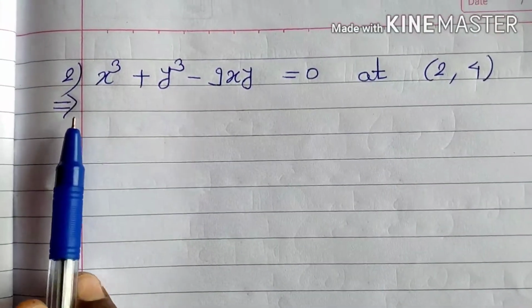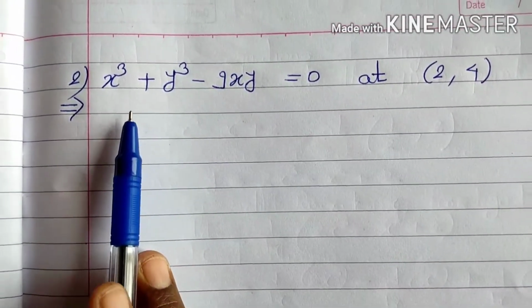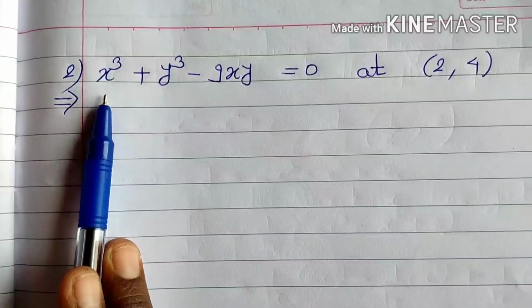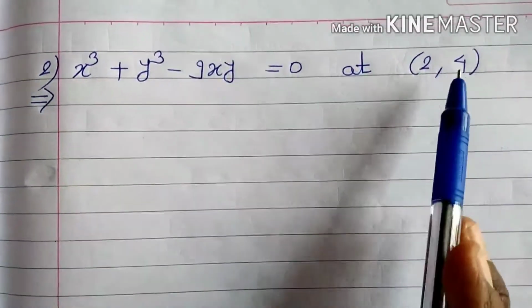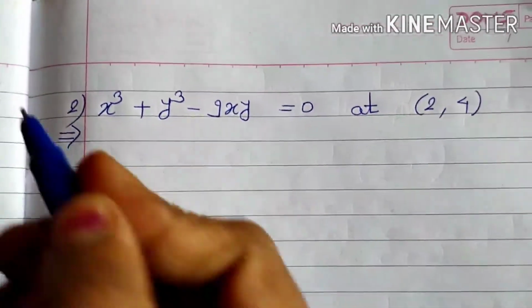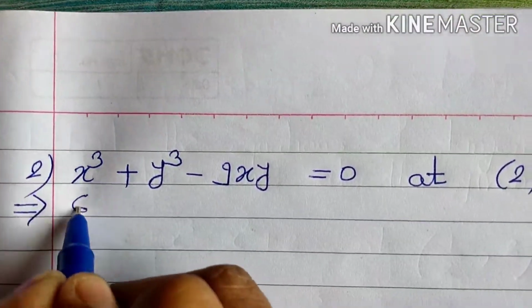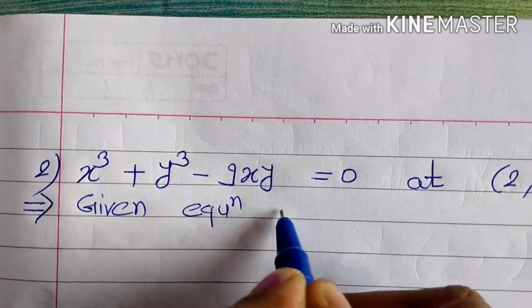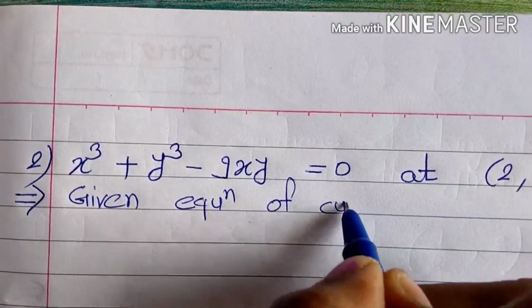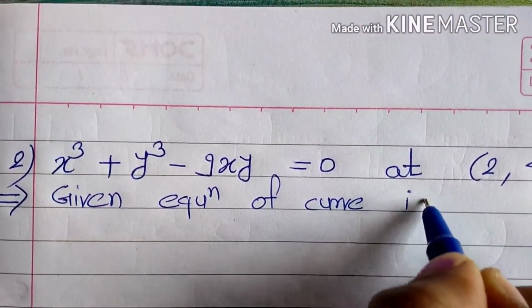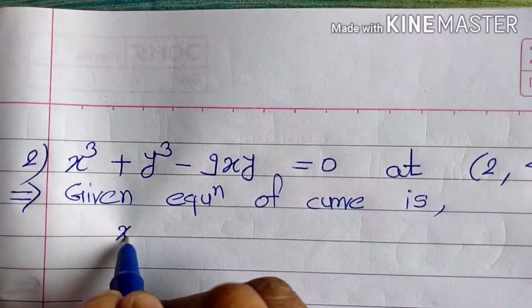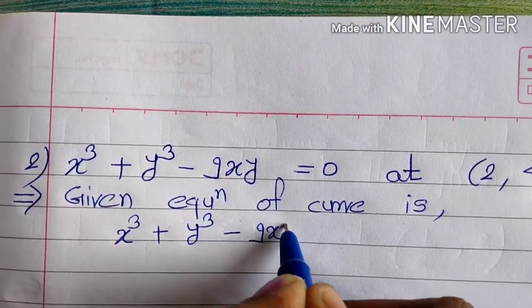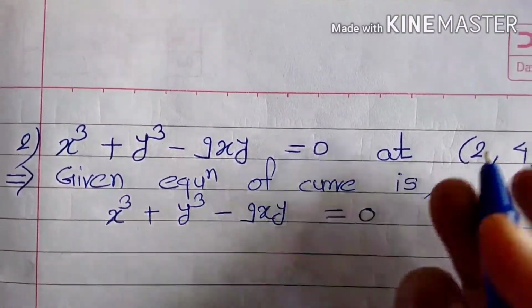Now next example is the same example. We have to find equation of tangent and normal at given point. So this is the equation of curve and point is 2, 4. So write given equation of curve. So this is x cube plus y cube minus 9xy, which is equal to 0.